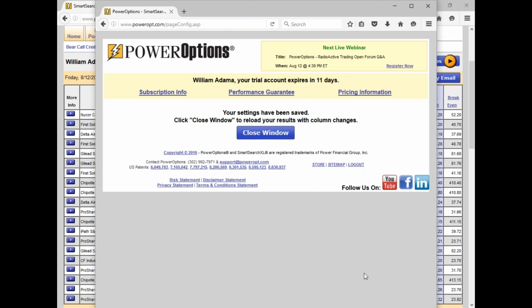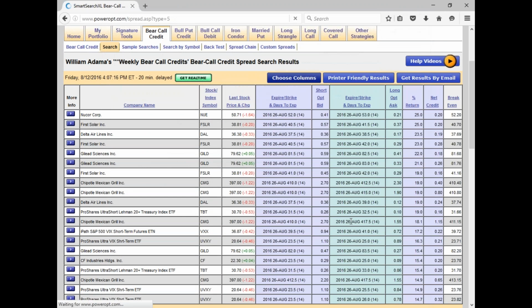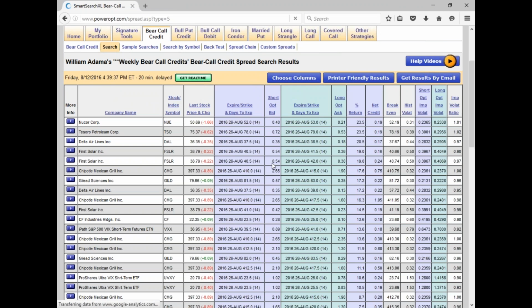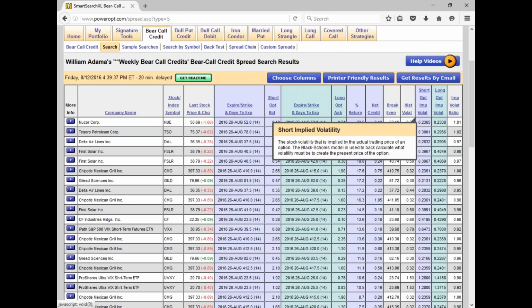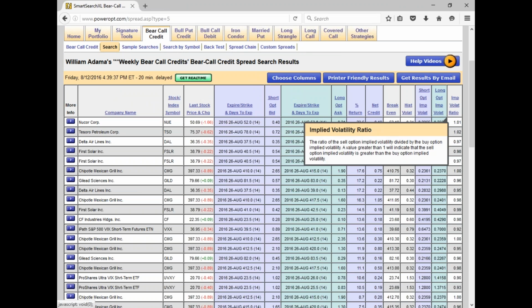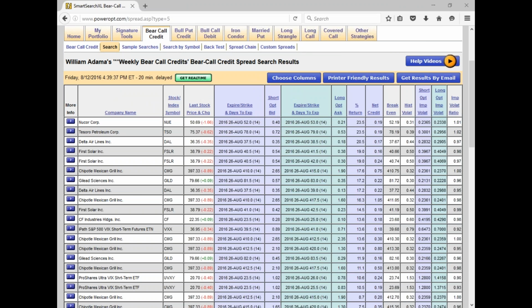Now that's the basic view. Let me just close the window there so you can see that. So refresh the page. Now you see on the far right hand side we have the short implied volatility of our options, the long implied volatility, and the implied volatility ratio.